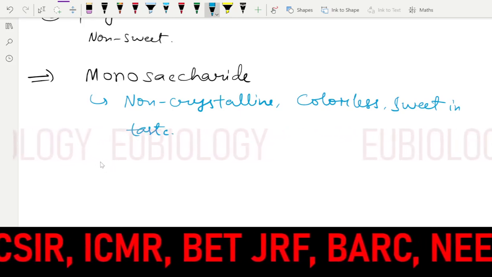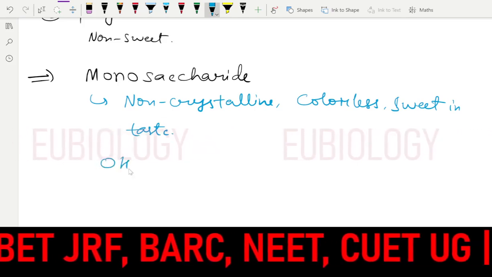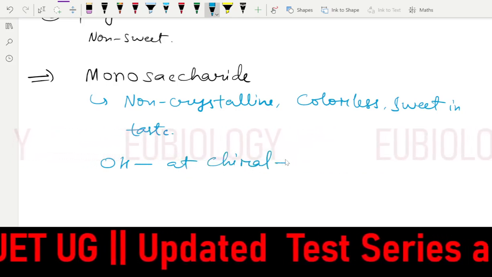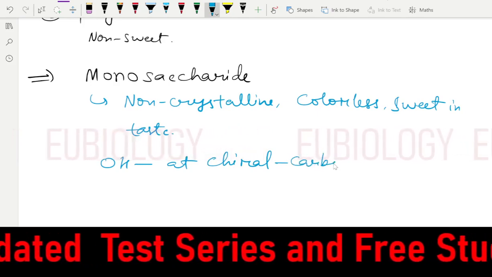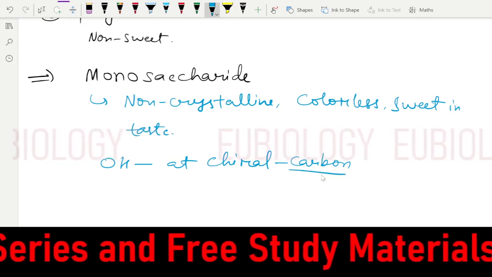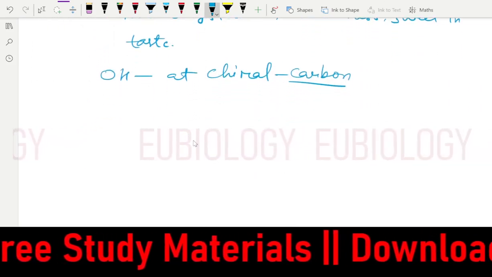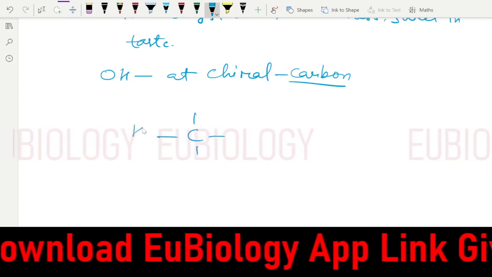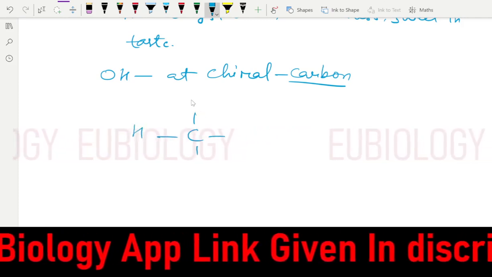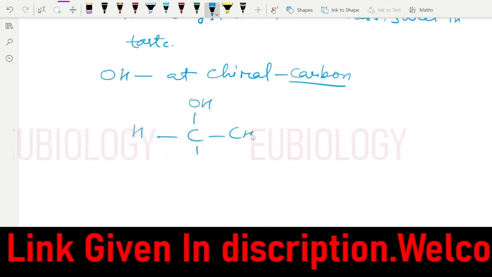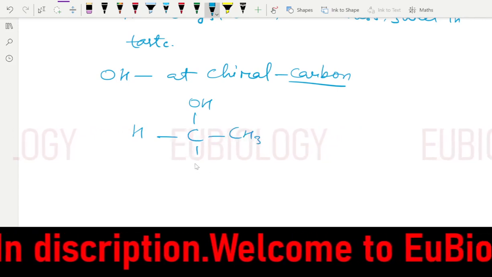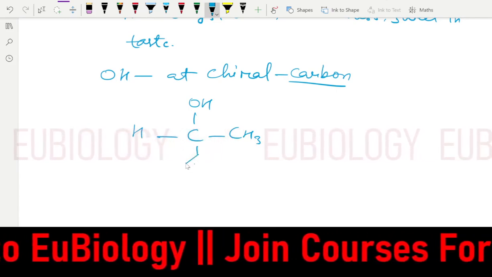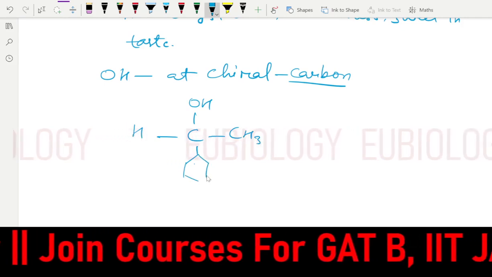In monosaccharide, there will be a hydroxyl group at the chiral carbon. What do you mean by the chiral center or carbon? Any carbon which has different types of bonds or functional groups. Suppose on this carbon I draw one hydrogen, one OH group, one CH3, and any R group, any functional group.